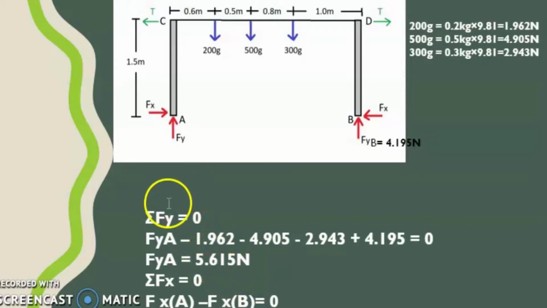And as we see here, the sum of forces in the x direction is equal to 0. So we have FXA minus FXB is equal to 0. So they cancel each other. So the tension at point C and the tension at point D also cancel each other.